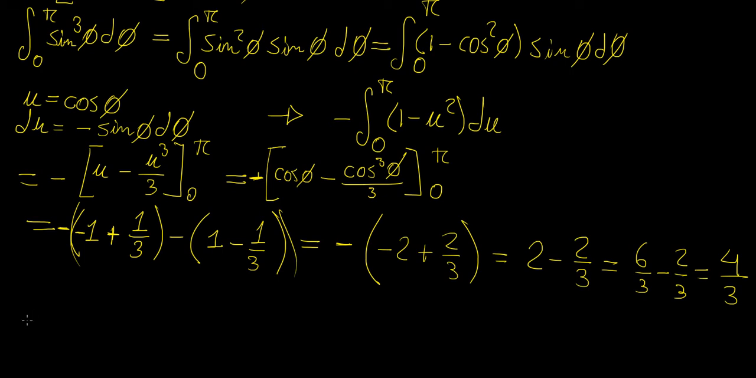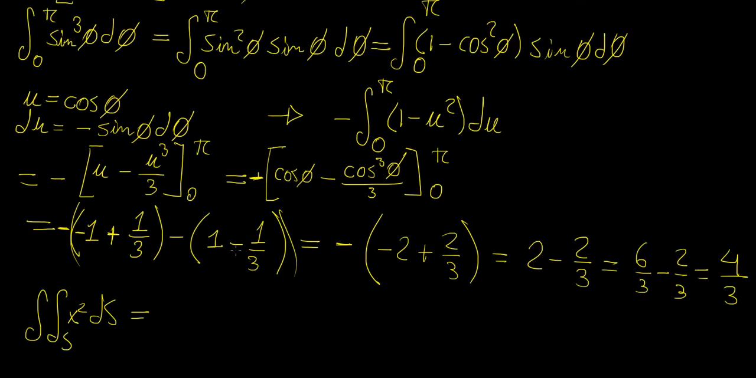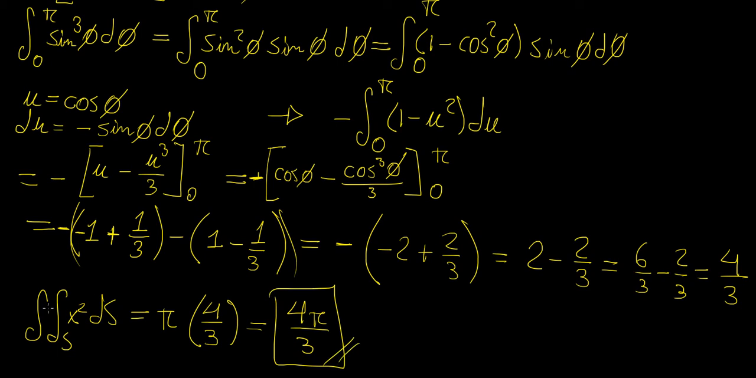So now that we have that, we have our surface integral. It's going to be the product of those two results. So we can write the integral of x squared dS, and this is going to be equal to the first result we got, which was pi, times the second result, which is just 4 on 3. And then that means that our final result is going to be 4 pi on 3. So that's our final answer for that surface integral.